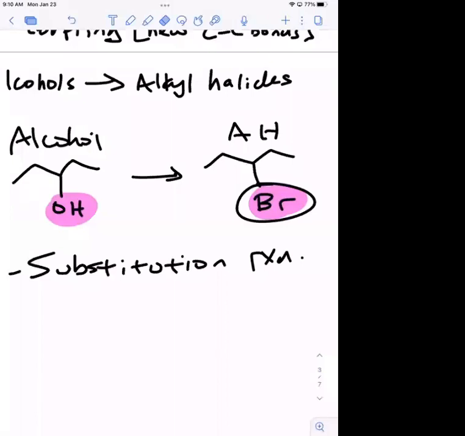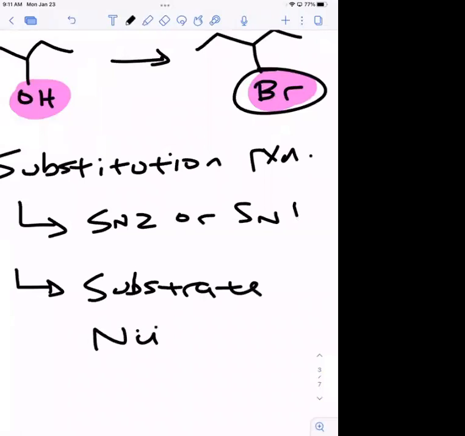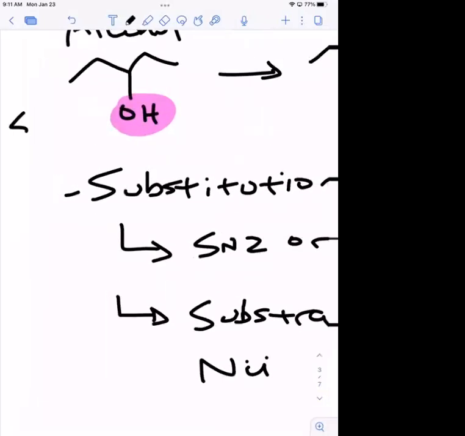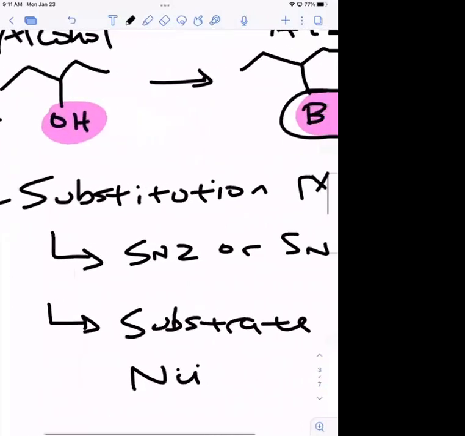Right. And in a substitution, if you remember from part 1, there are 2 types, SN2 or SN1. And what you need in a substitution is a substrate and a nucleophile, right? Substrate, nucleophile. The substrate in this case is the alcohol. The nucleophile in this case is going to be the halogen.